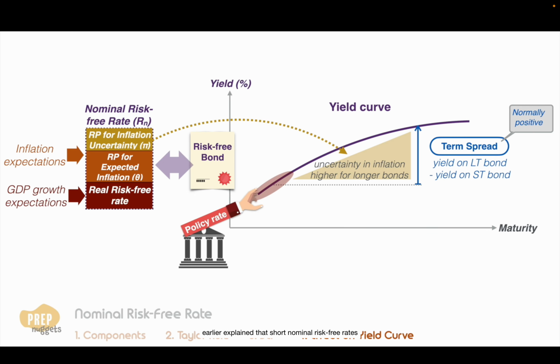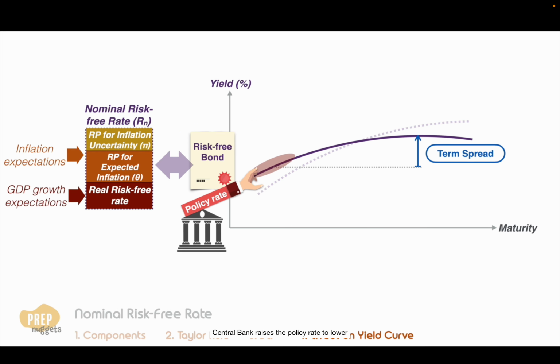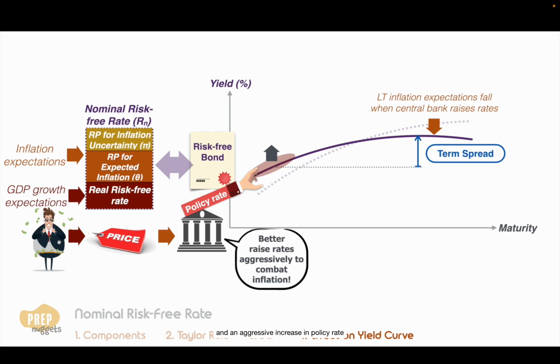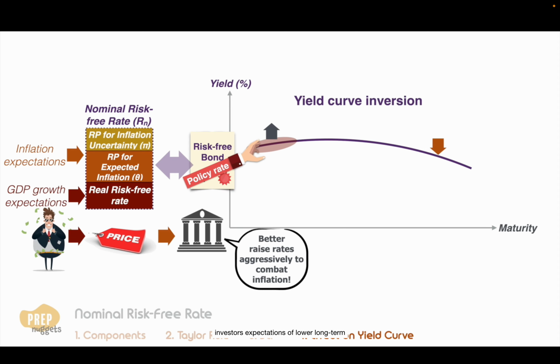We have earlier explained that short nominal risk-free rates tend to closely track the policy rate. When a central bank raises the policy rate to lower inflation, the short rate rises and longer-term inflation expectations fall. In general, the late stages of a business expansion are often characterized by a peak in inflation and an aggressive increase in policy rate by the central bank to bring down inflation. If longer maturity yields reflect lower inflation rates and diminished business credit demand, the yield curve would tend to flatten or invert, reflecting investors' expectations of lower long-term GDP growth and inflation rates. An inverted yield curve is often perceived as a predictor of recession.